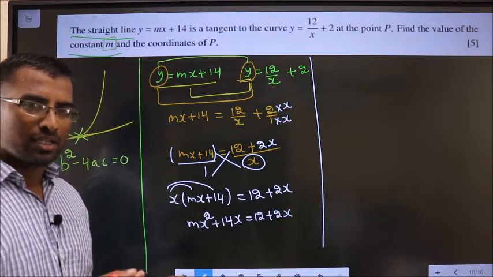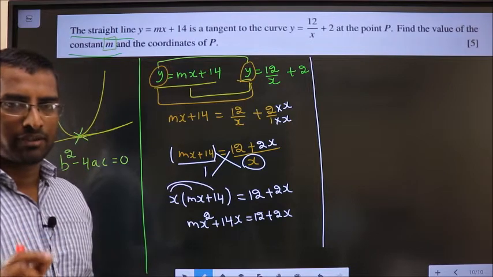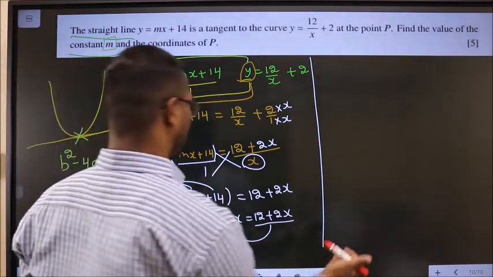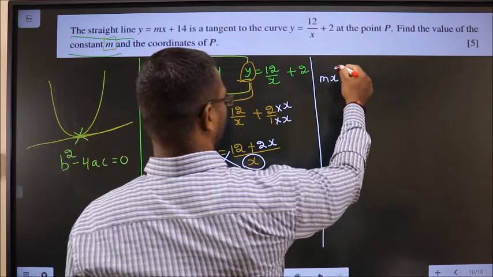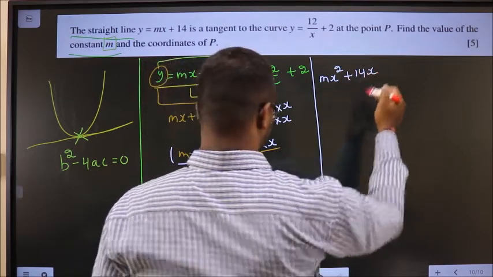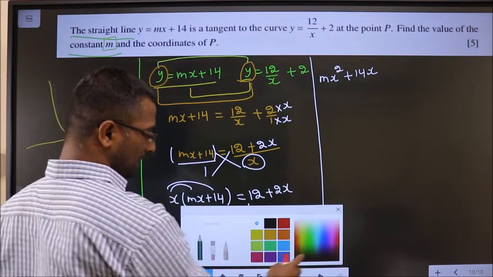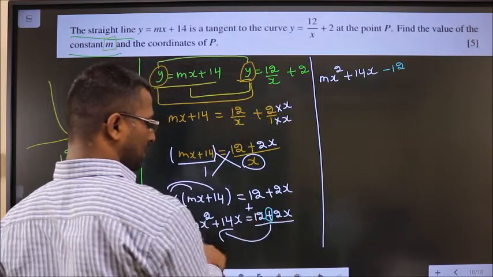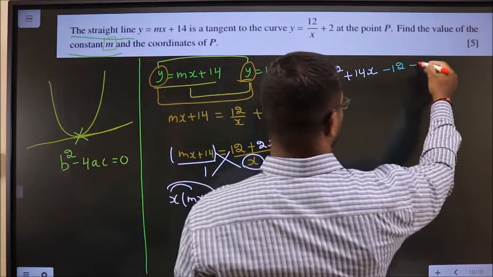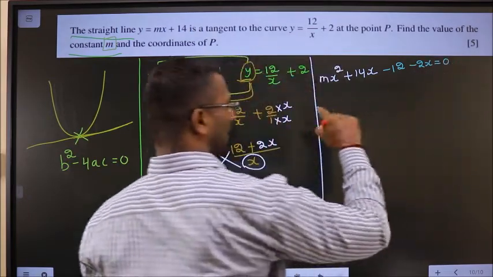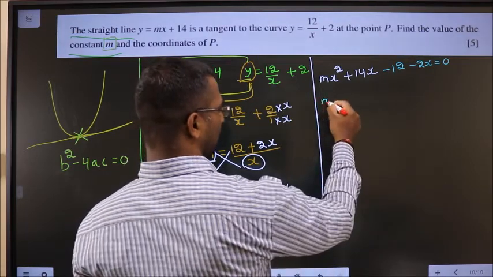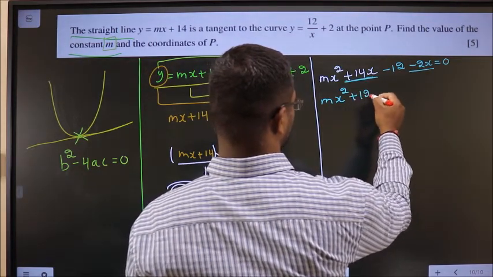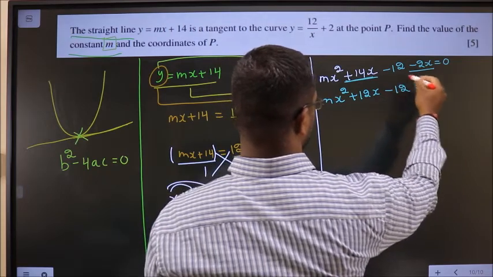Now, bring all the terms to one side and write it in proper quadratic form. What I mean is, see, shift all the terms to this side. So what does it result in? mx square plus 14x. Here it is plus 12, after shifting it will become minus 12. Here it is plus 2x, after shifting minus 2x is equal to 0. Now arrange it in proper quadratic form. So mx square plus 14x minus 2x is plus 12x. Minus 12 is equal to 0.